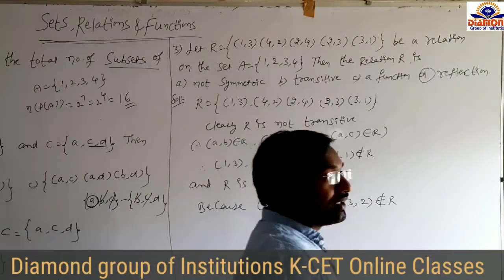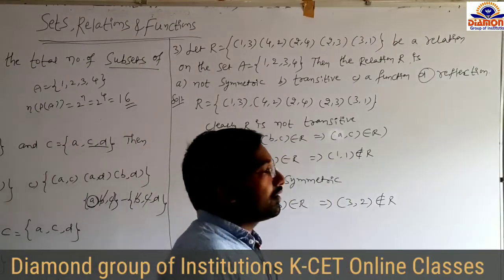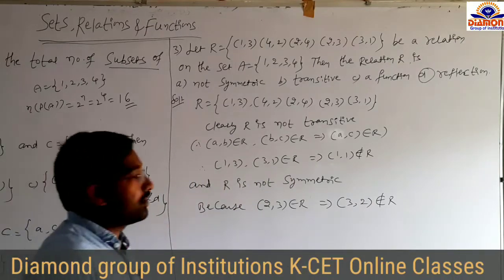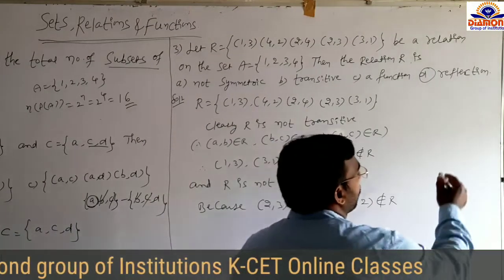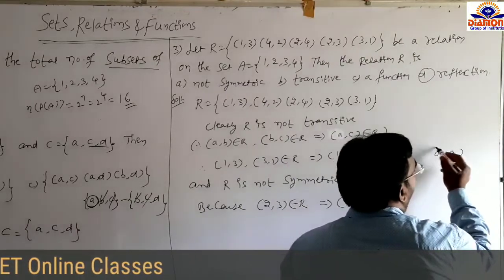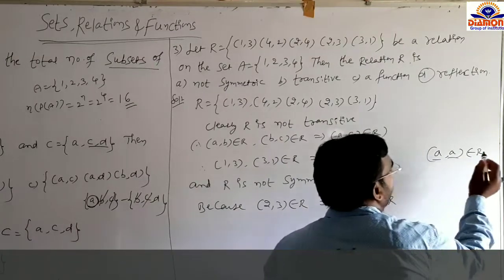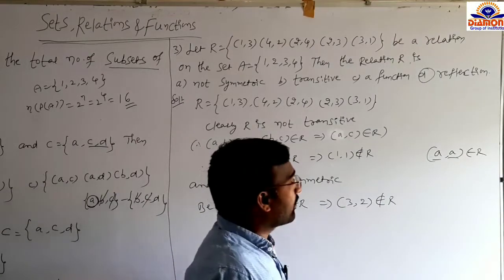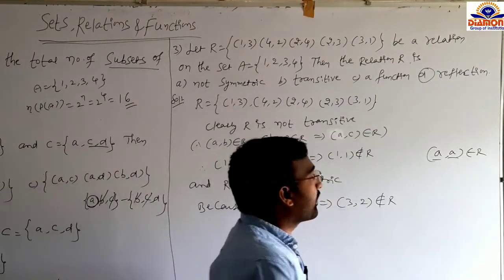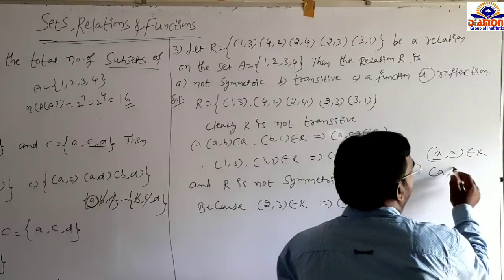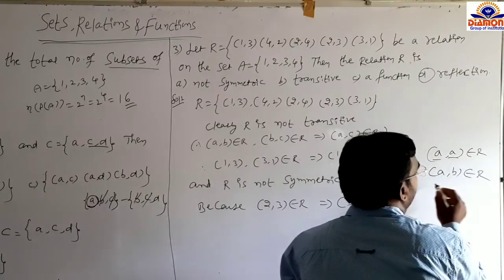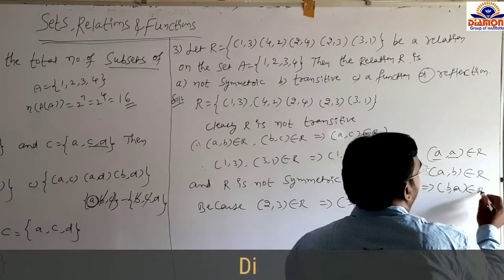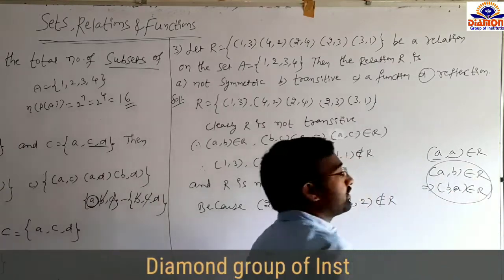Suppose you take any relation defined on the set A. Reflexive means (A, A) belongs to R, the same elements. If (A, A) belongs to R, it satisfies the reflexive condition. Symmetric means if you take (A, B) belongs to R, then (B, A) also belongs to R. This is called a symmetric relation.